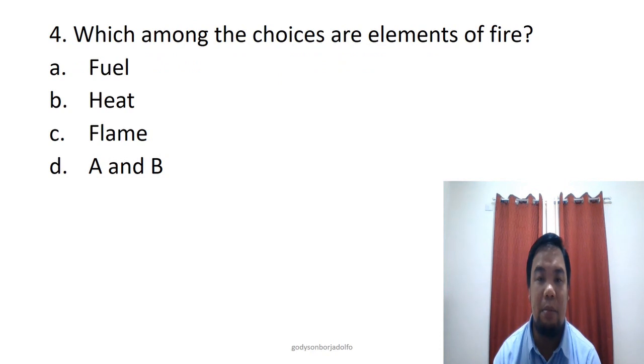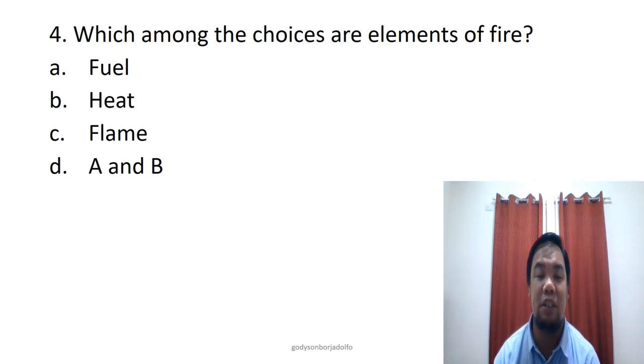The item above is the best example of a multiple answer question. Allow me to read the question. Which among the choices are the elements of fire? A. Fuel, B. Heat, C. Flame, D. A and B.